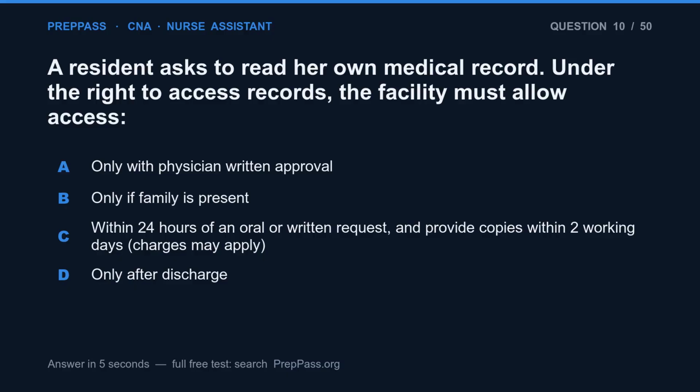Question 10. A resident asks to read her own medical record. Under the right to access records, the facility must allow access: A. Only with physician-written approval. B. Only if family is present. C. Within 24 hours of an oral or written request, and provide copies within 2 working days; charges may apply. D. Only after discharge.